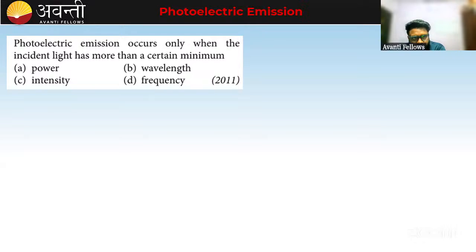So we have discussed that the frequency is the only factor. But if minimum frequency is not crossed, the electron will not emit, and the minimum frequency is threshold frequency. Got it? Very good, Harish.